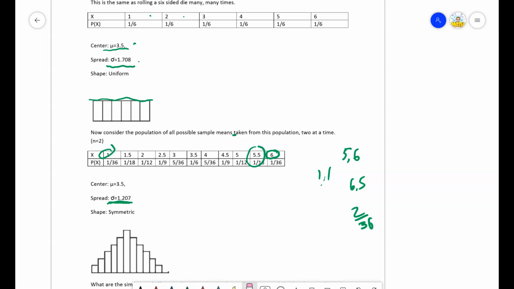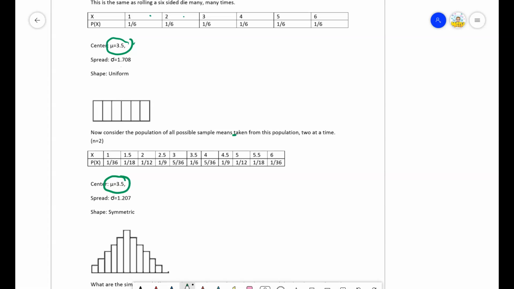So hopefully what you notice right away in terms of similarities and differences between these two distributions, the biggest similarity is that the center is still the same. The average of all these sample means is still 3.5. That doesn't change. What happened to the spread? We will have a rule for that. I'll show you how it changes. But in general, for now, we should notice that it got smaller. It did have a standard deviation of 1.708. Now it's 1.207.